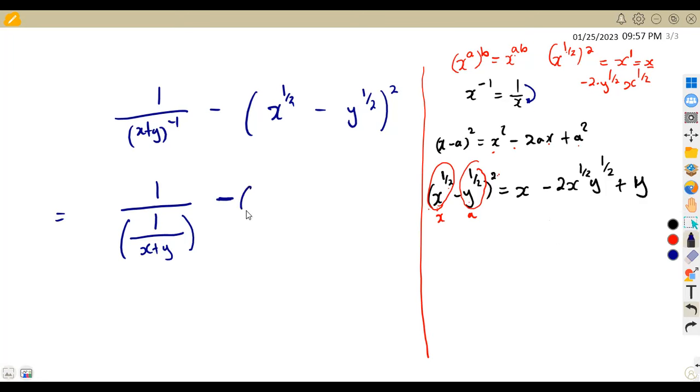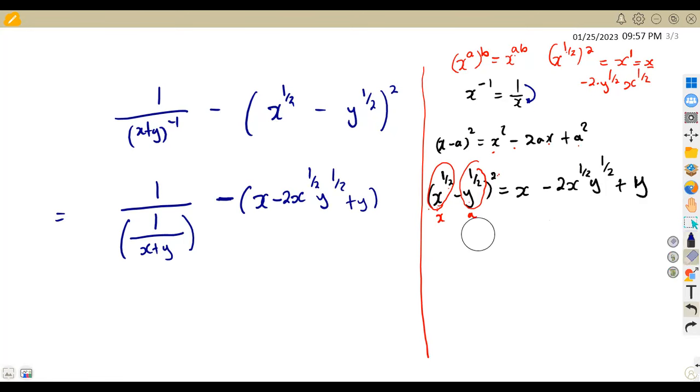So we are going to have minus into the expression. Take note, the minus is supposed to affect everything. So it's going to affect x minus 2x to the exponent of a half, y to the exponent of a half plus y, like that.